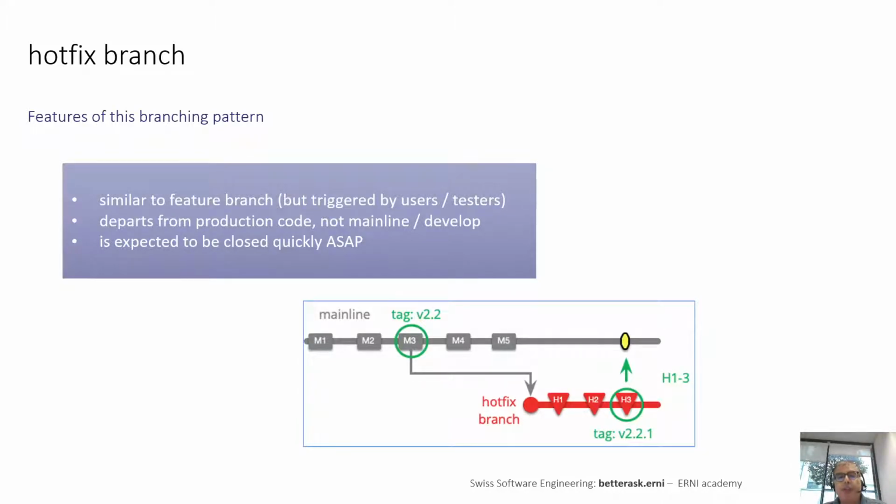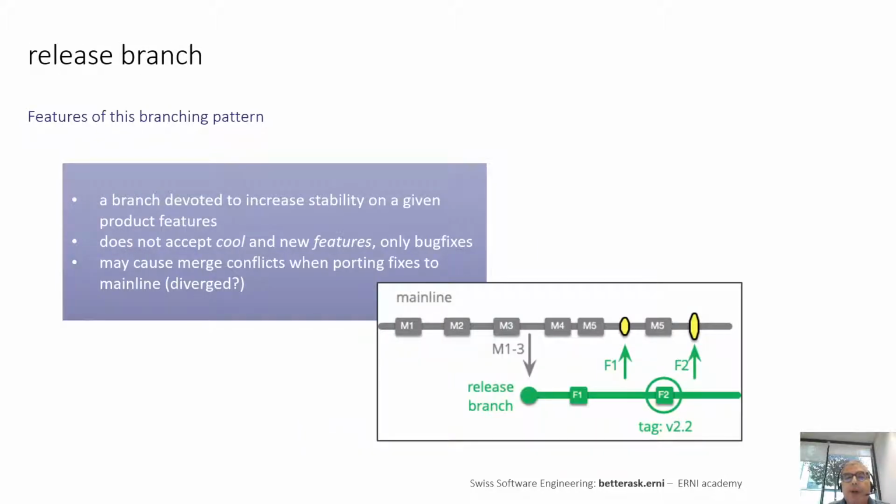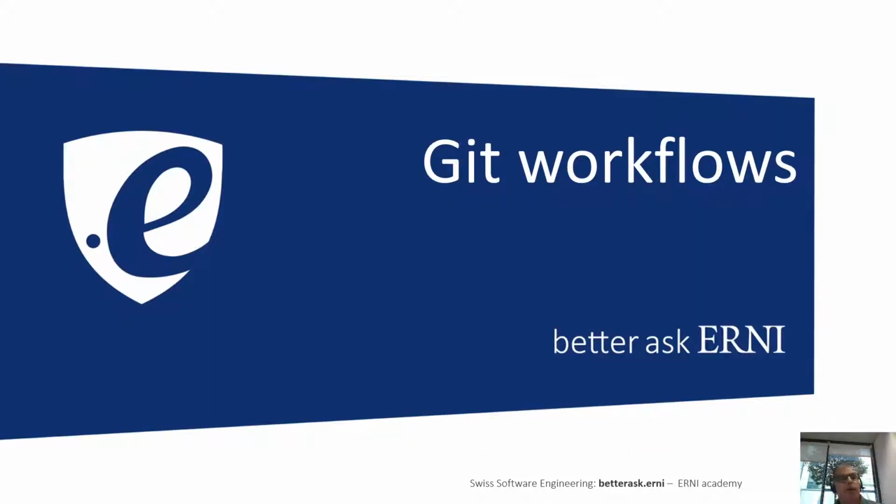For the branching patterns for releasing, we saw the hotfix branch, something everybody knows, which is taken from production, and the release branch, which is a branch that has a long life and is supposed to be stable and good. Okay, it's for delivering something to the customer. Okay, up to here the delivery. Okay, well, still not even 10 minutes.